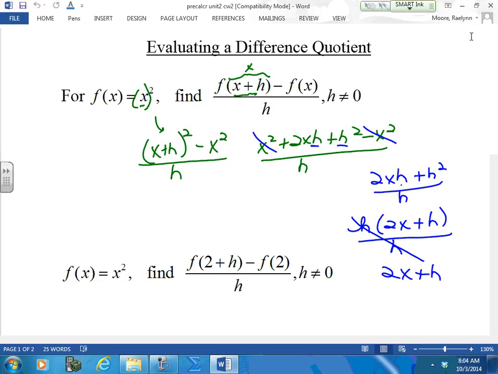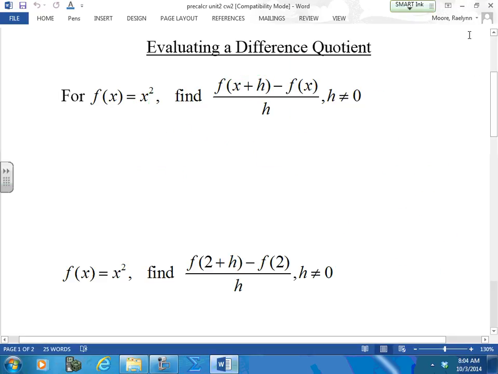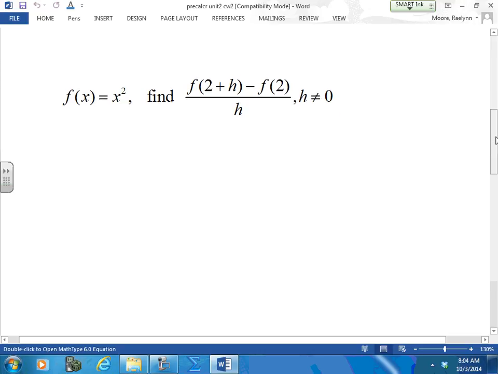Okay, let's try another one. The same exact equation, but look at the difference. Instead of x plus h, I'm going to use 2 plus h. Instead of this x, I'm going to plug in a 2. So watch what happens. Start like this. This is your x. This is your x. Just do that first. And it makes such a big difference if you do that.